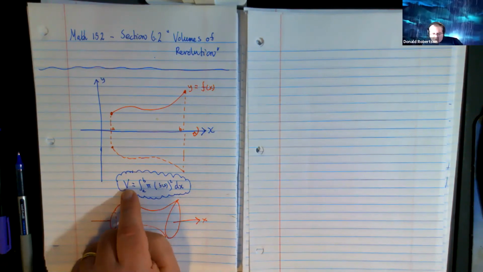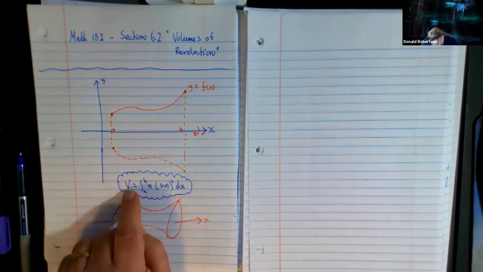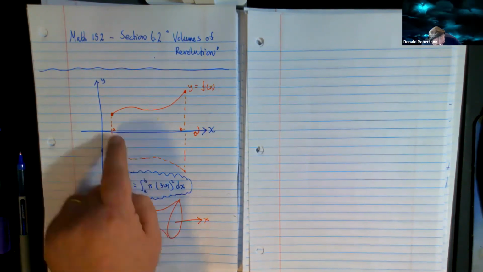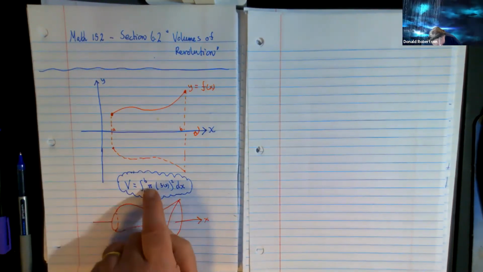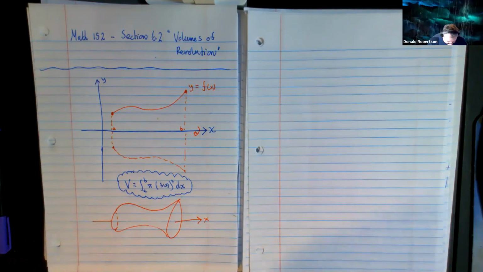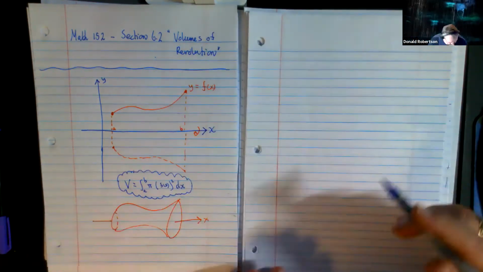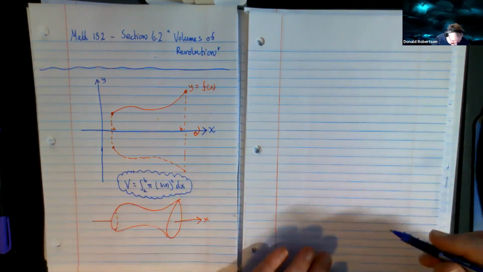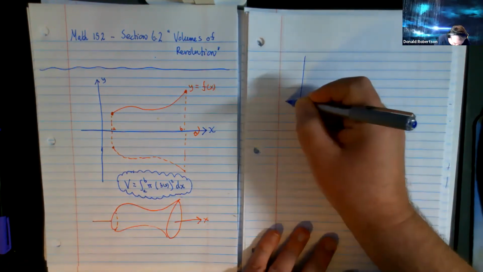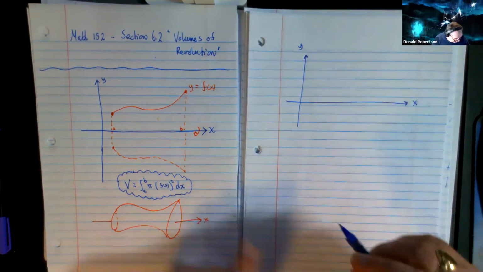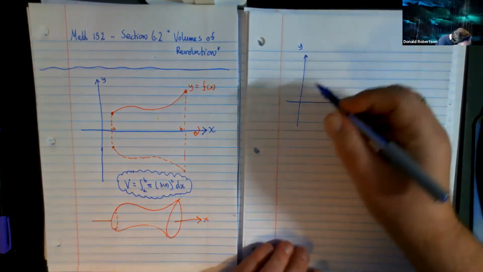And the formula is remarkably simple. The volume is the integral, so we use integrals, of course, from a to b, from start to finish, of pi times the function squared. And for those people who do not like magic, I'm going to try and prove this formula to you. It just helps some people if they can see where this weird formula came from.